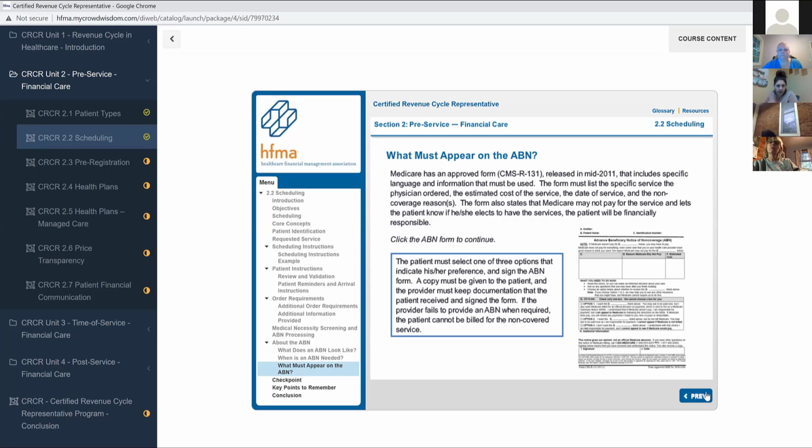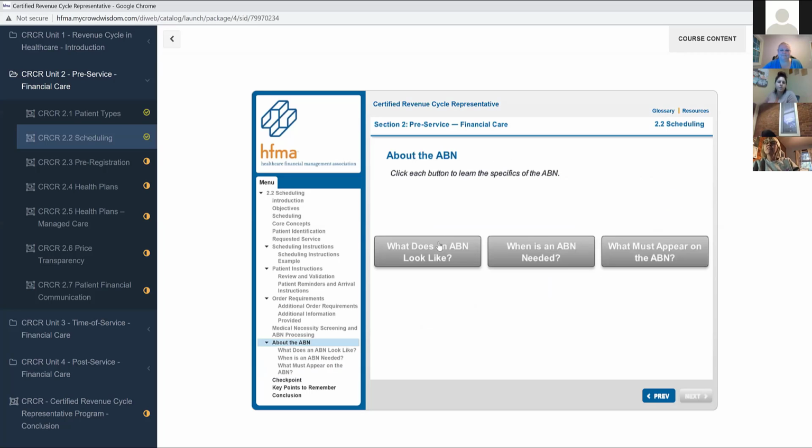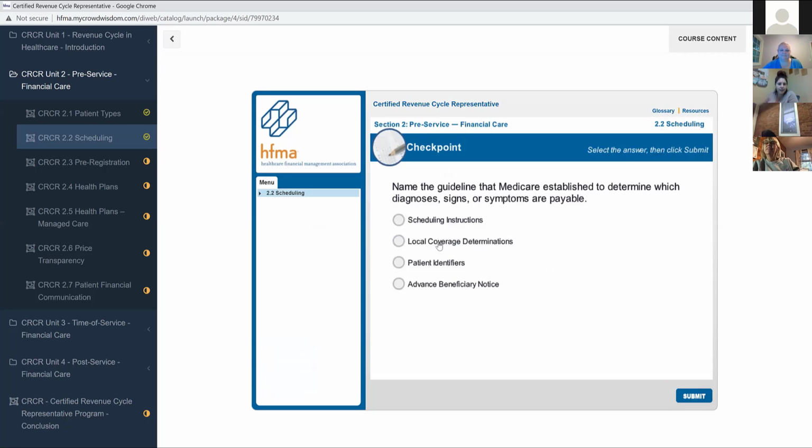Okay, we are at our checkpoint. Name the guideline that Medicare established to determine which diagnoses, signs, or symptoms are payable. Anybody want to guess? I don't see it on your, oh, are you there? There we go, moving along. So the answer to this question is local coverage determination.